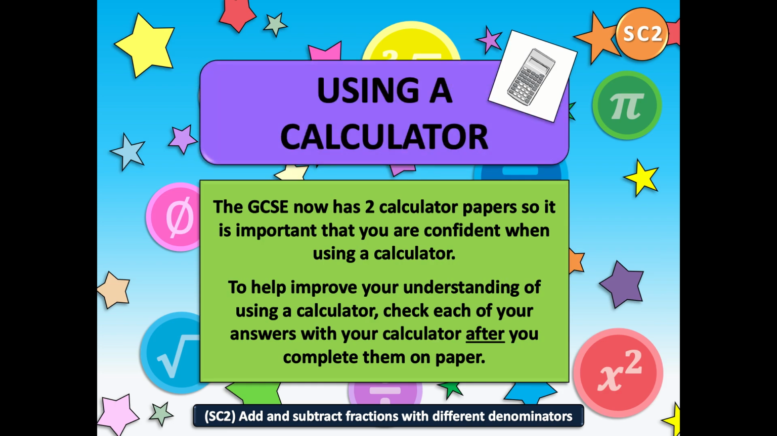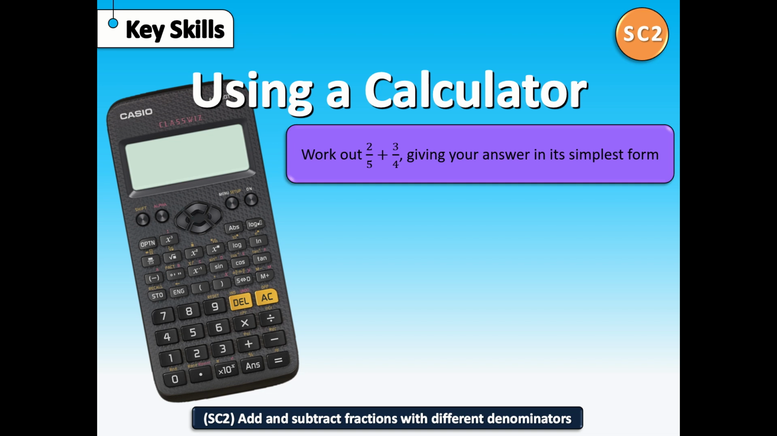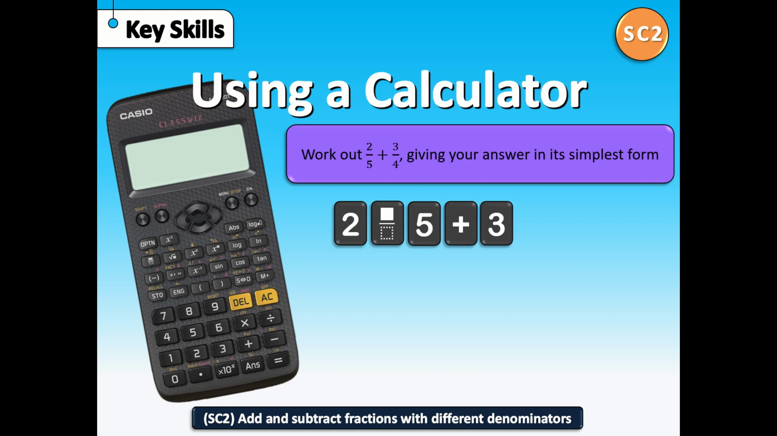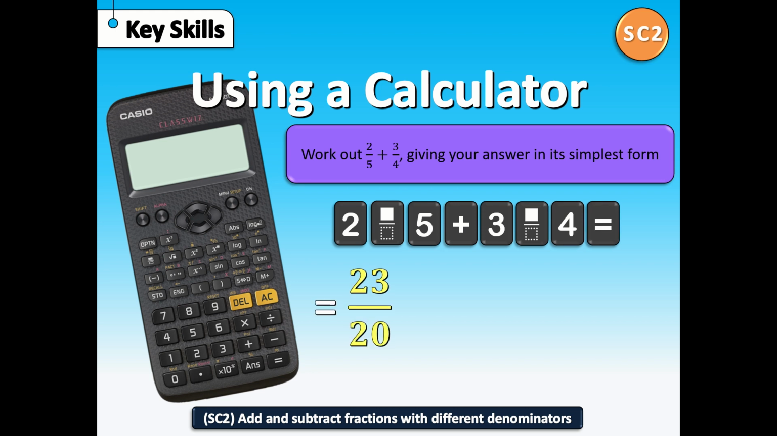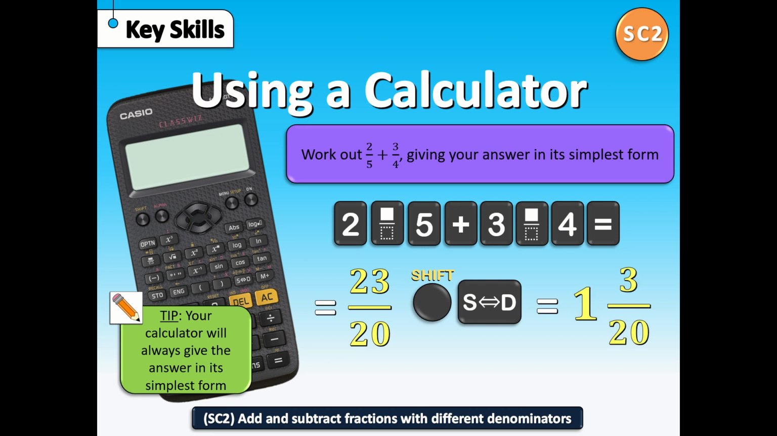We can do this on a calculator as well. So to do 2/5 plus 3/4, I do 2, then I press the fraction button, then 5, then I add 3, press the fraction button to make 3/4, and then press equals. So my answer is 23/20. If I press shift and then the SD button, I can make it into a mixed number. So it'll be 1 3/20.